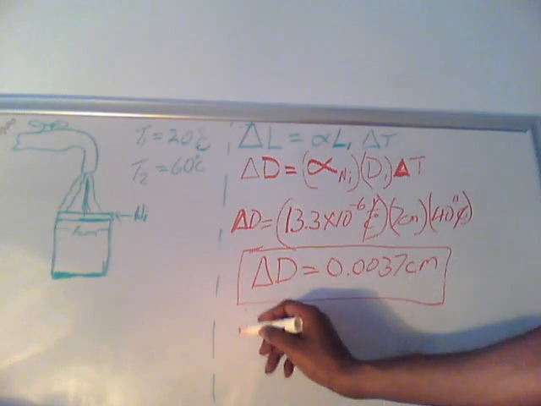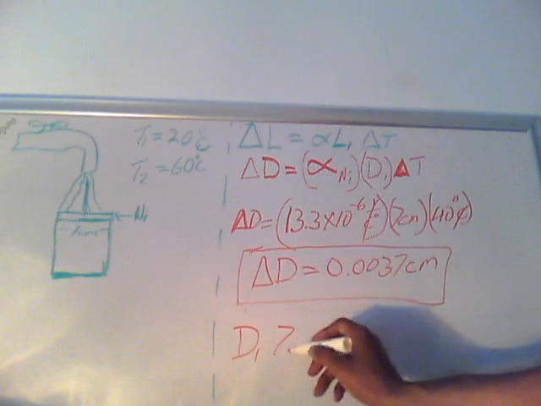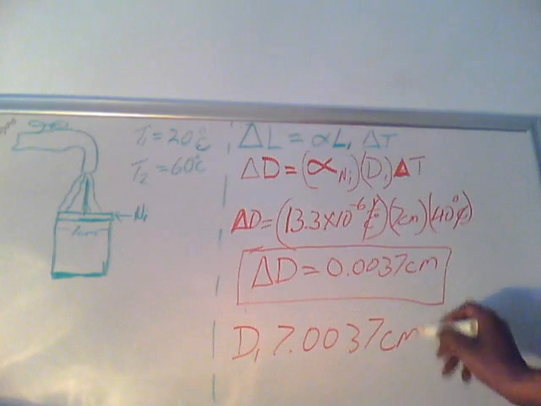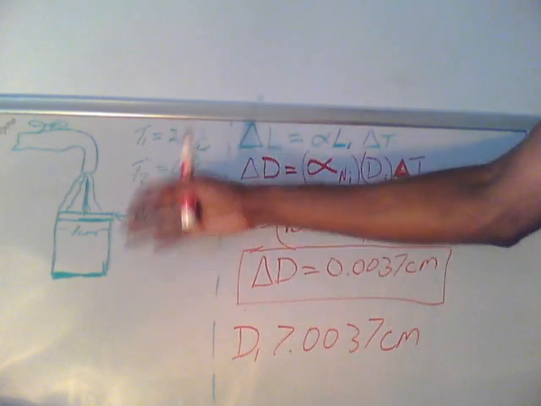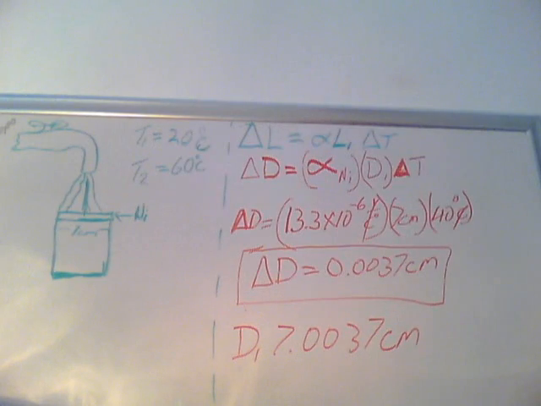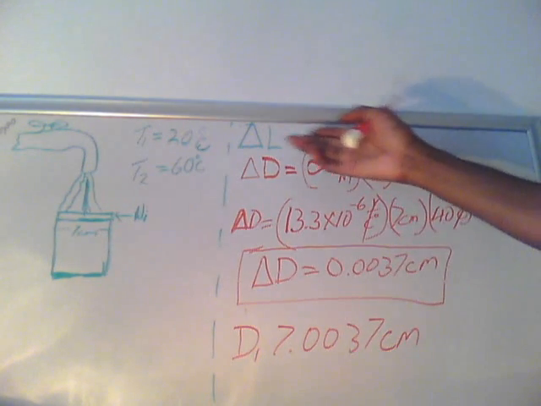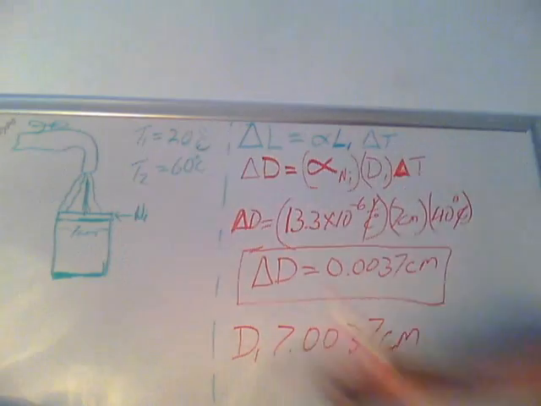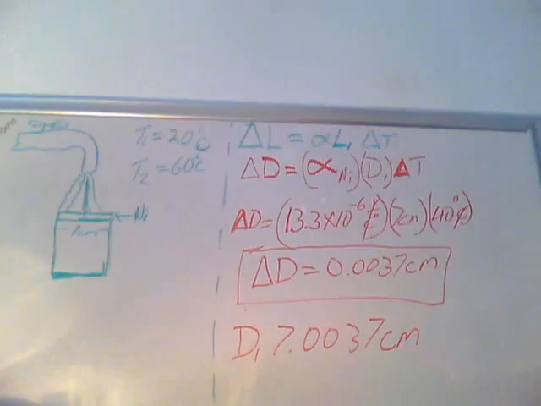That tells us that our D2, our diameter, moved from 7 centimeters to 7.0037 centimeters. Definitely not a value that you can detect with the eye, but hopefully you can feel it and get that lid off the jar. It's an everyday problem as engineers, using our knowledge of material properties, and we can explain why this process works: heating up a jar lid can get the lid off the jar.